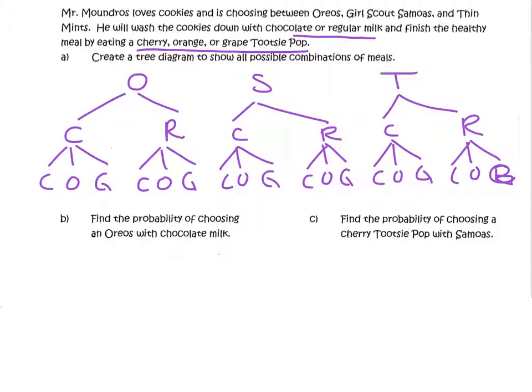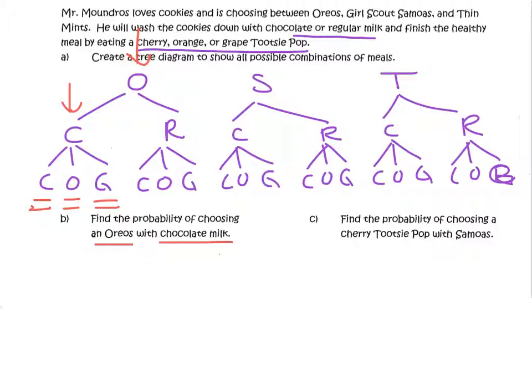Okay. The first question here says, find the probability of choosing an Oreo with chocolate milk. So we're going to look up in our tree diagram and find all the possible combinations of Oreos and chocolate milk. Well, Oreos are in this first section here. Chocolate milk is right here. So anything that comes after this C represents all of the combinations that have Oreos and chocolate milk. This one, for example, is a cherry Tootsie Pop with chocolate milk and an Oreo. This is an orange Tootsie Pop with chocolate milk and an Oreo. And this is a grape Tootsie Pop with chocolate milk and an Oreo.